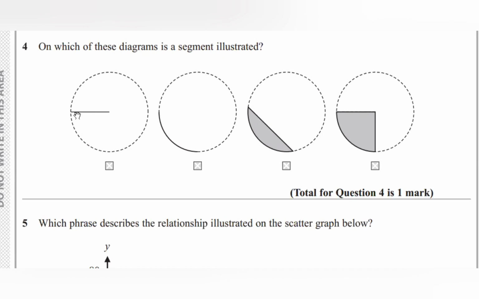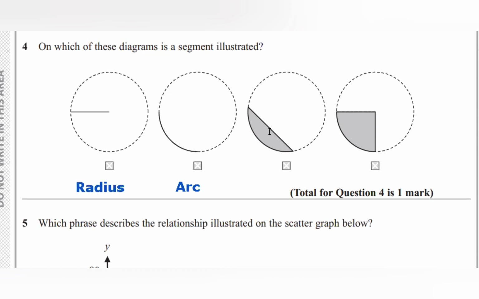This one is a line that connects the circumference to the center of a circle, and we said this is called a radius. Good job. And then this one is a line which is on the circumference of a circle, so it's a part of the circumference. We call this an arc. Good job.